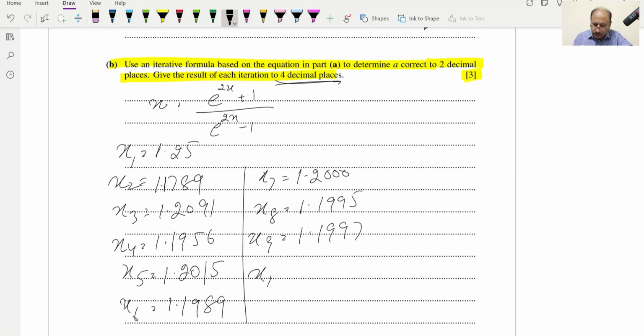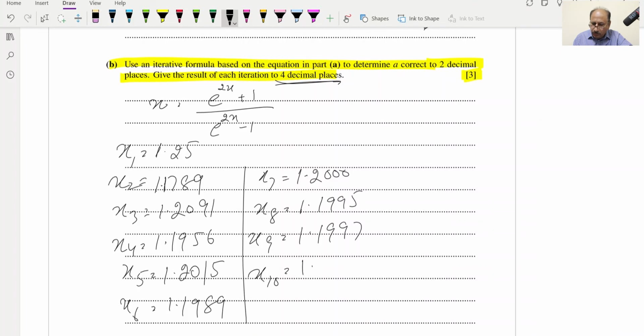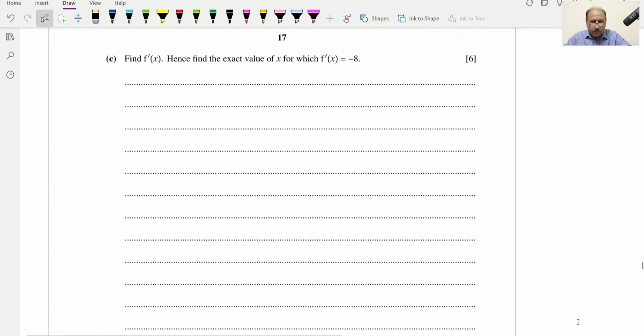x9 and x10 will be equal to calculate for answer, and this will be 1.1996. Now we are getting repeated values over here, and it can be rounded to 1.20, up to 2 decimal places we have to provide. These are sufficient iterations we have provided.